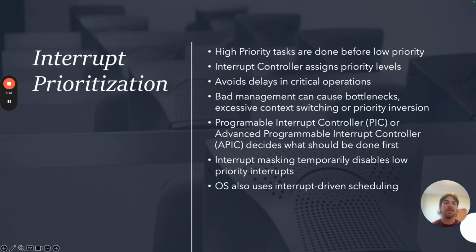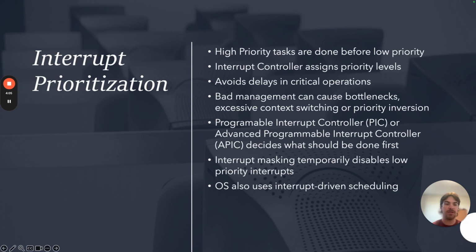So interrupt prioritization guarantees that crucial activities such as hardware breakdowns or real-time system events are prioritized above less urgent ones. The interrupt controller handles this by assigning priority levels and deciding which interrupts should be addressed first. High priority interrupts can preempt lower priority ones, enhancing system responsiveness and avoiding delays in critical operations. Proper prioritization improves overall system efficiency, whereas bad management can result in bottlenecks, excessive context switching, or priority inversion, which occurs when a lower priority activity blocks a higher priority one.